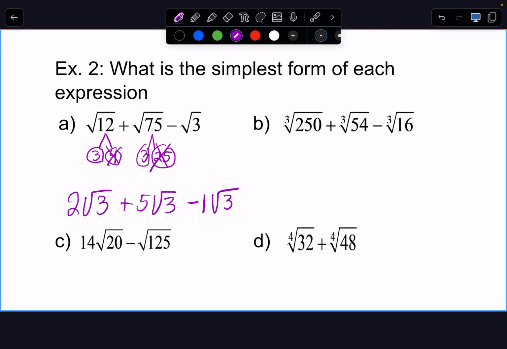Why did you put the 1? Because I'm a human being, and I like to show myself that it's a negative 1. I personally think it helps me out. So what's 5 square roots of 3 plus 2 square roots of 3 minus 1 square root of 3? 6 square roots of 3. Good job!